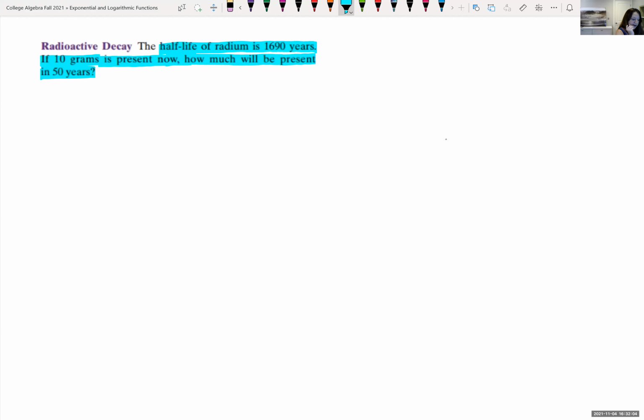Okay, so we want to figure out what that decay rate is, not growth, decay rate. So we know what the initial amount is, right? We know that the initial amount was 10 grams. So let's put 10 grams in here. So this is e, right, raised to the kt.